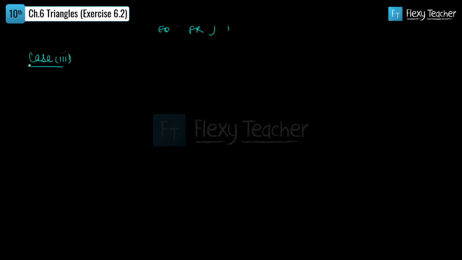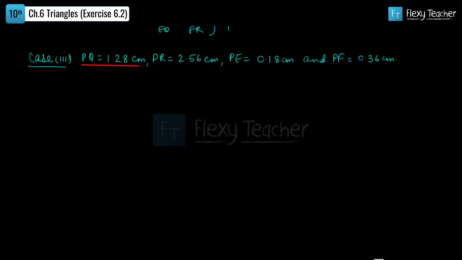Case number 3. PQ is equal to 1.28 centimeter, PR is equal to 2.56 centimeter, PE is equal to 0.18 centimeter and PF is equal to 0.36 centimeter. Okay, so we can say that we do not have all the ratios available yet, because in one case we are given PQ in full, and in the other case PR in full. Let us find the missing lengths, that is EQ and FR.